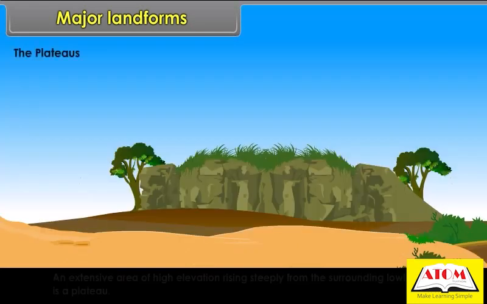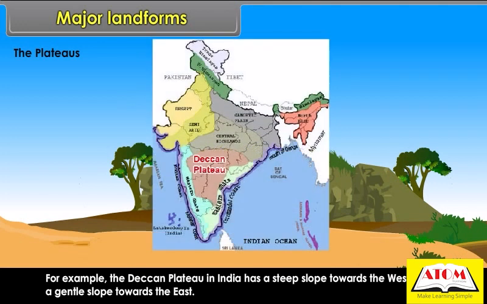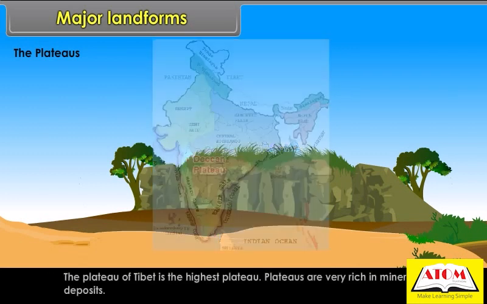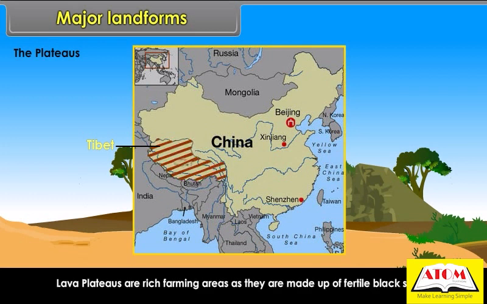Plateaus: an extensive area of high elevation rising steeply from the surrounding lowland is a plateau. Some plateaus have a steep slope on one side only and gentler slopes on other sides. For example, the Deccan Plateau in India has a steep slope towards the west and a gentle slope towards the east. The Plateau of Tibet is the highest plateau. Plateaus are very rich in mineral deposits. Lava plateaus are rich farming areas as they are made up of fertile black soil.